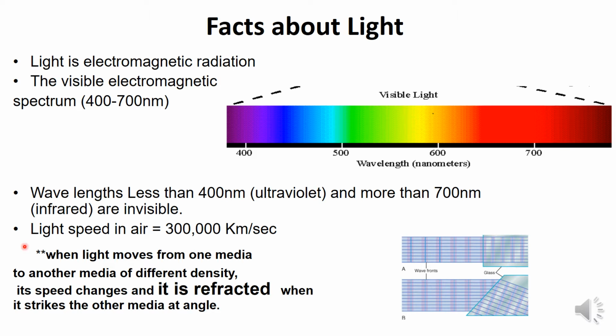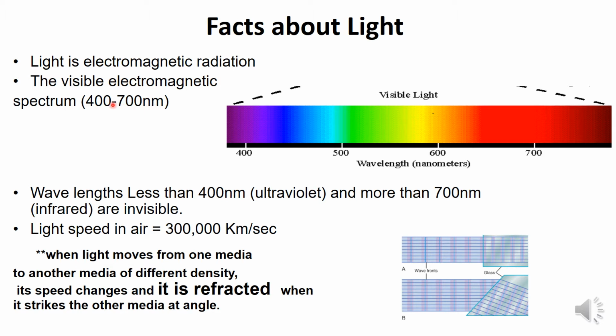Our visual system is dealing with light reflected from the object. So it is important to know some facts about light energy. As you can see, the light can be described as electromagnetic radiation, and our system can see certain wavelengths of this radiation. The visible spectrum lies between 400 and 700 nanometer.